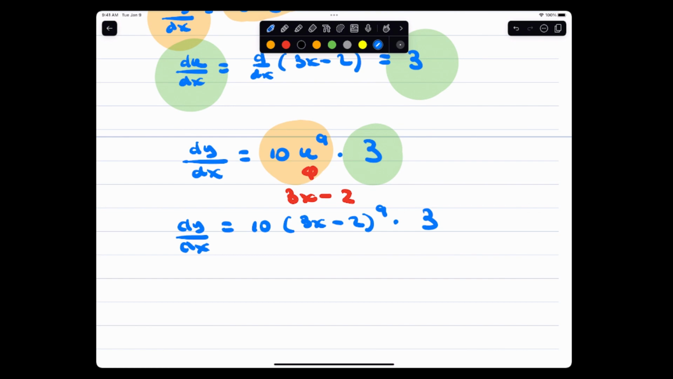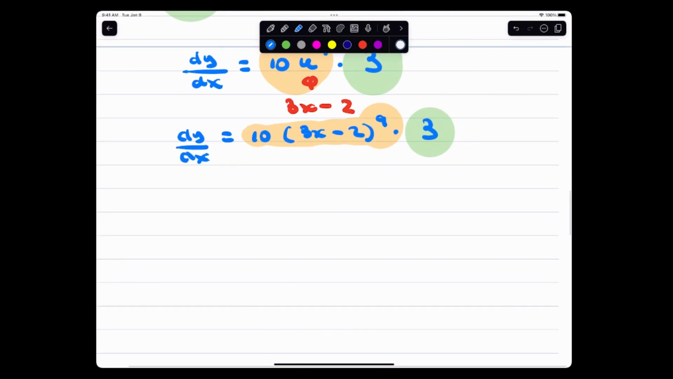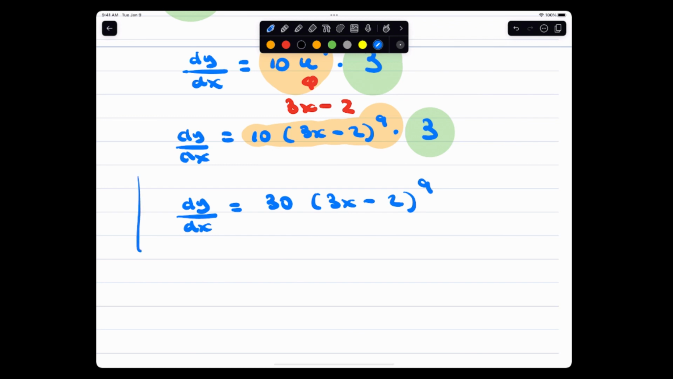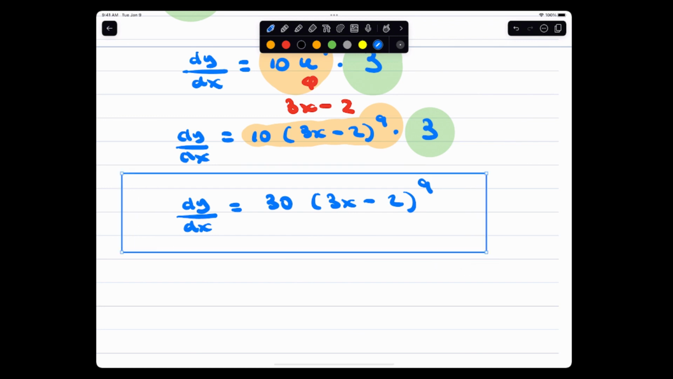So, this is still, if you like the colors, in orange, and then this is going to be what? Green. But you guys know what you can do? You can multiply, right? Make sure you do that. What's 3 times 10? 30. 3x minus 2 to the what? 9th power. There it is, ladies and gentlemen. That's your derivative by what? Chain rule.